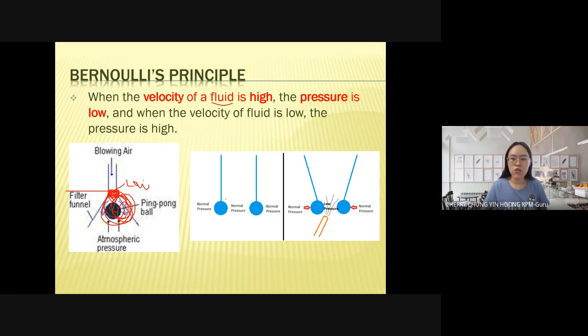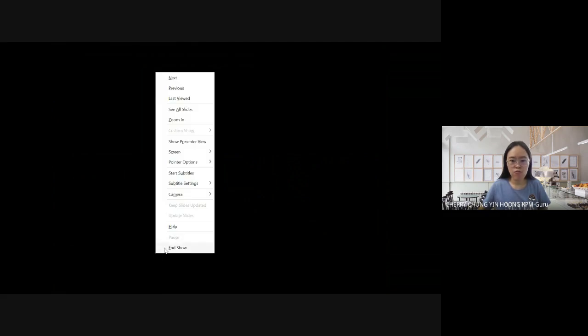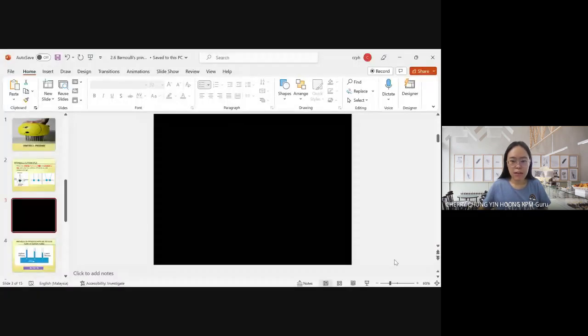Okay, so 还有一个就是像这样子，如果这边有 normal pressure，这边有 normal pressure，可是你在中间 blow using a straw. When you blow the air in between it, it produces high velocity of air, creating low pressure. So higher atmospheric pressure beside will press the two balls and make it stay in between. So 这个是一个 video to give you more examples about Bernoulli's principle. So please have a look.